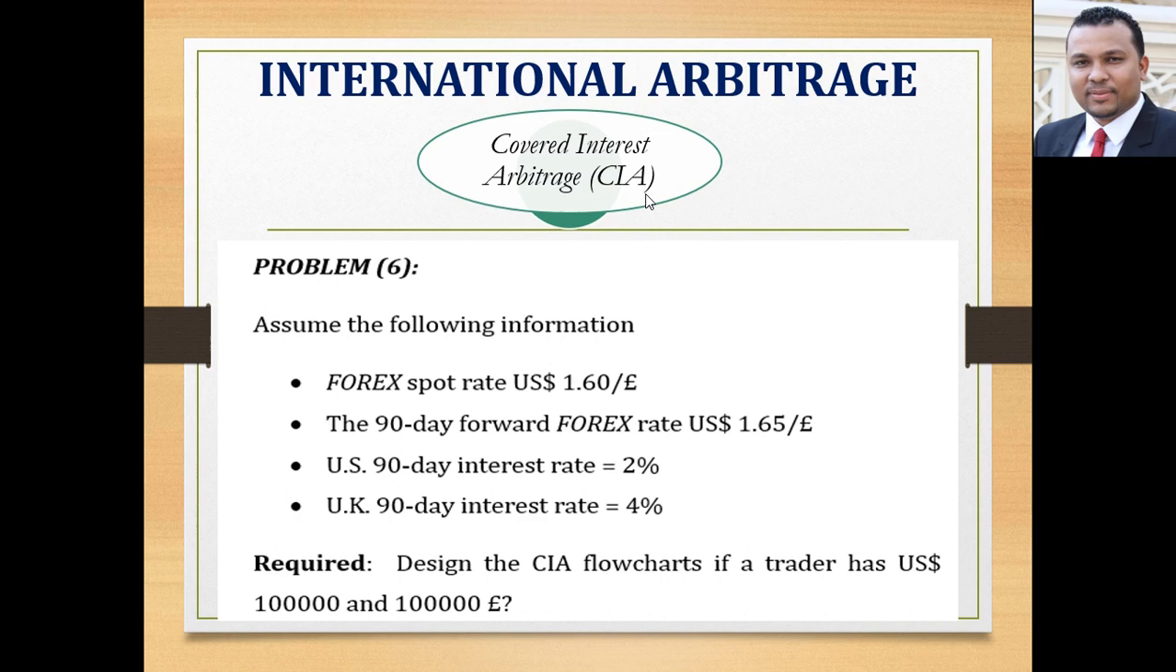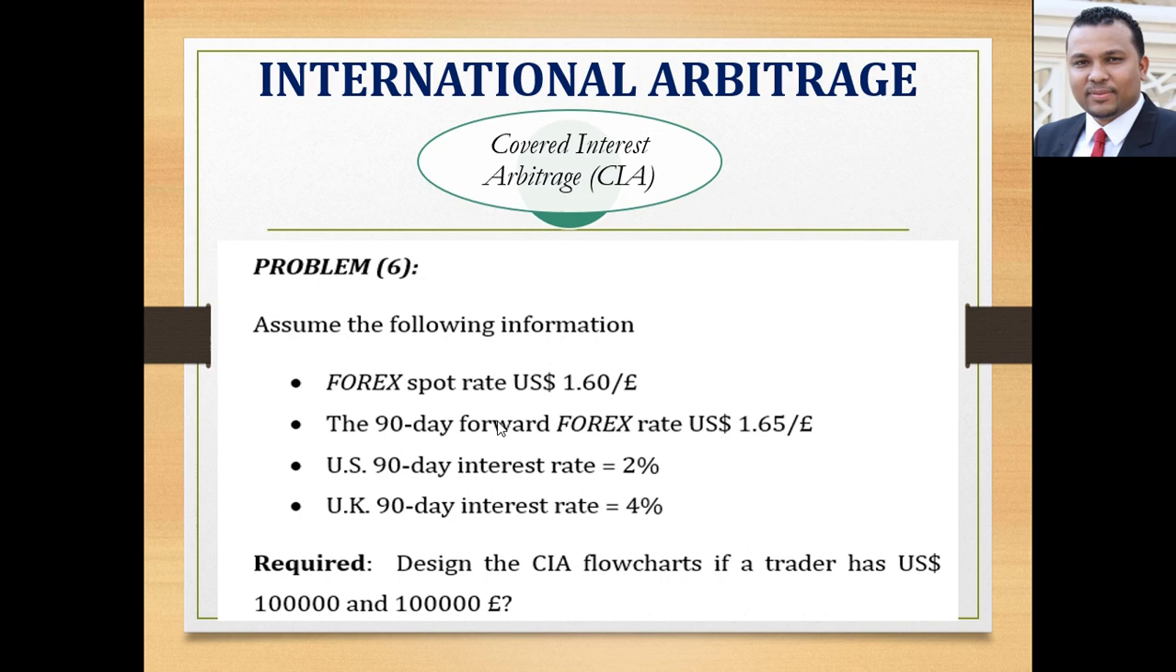So covered, in our course, means we deal with the forward forex rate. The word uncovered, we talk about the expected forex rate. Okay. In general, covered interest arbitrage, CIA abbreviation, is a process of taking advantage of the interest rate gap between two countries or two markets while covering forex rate risk. So when we talk about covering the forex rate risk, we talk about forward forex rate. Suppose this is uncovered, you will replace forward forex rate by expected forex rate. This is the topic with the speculation.